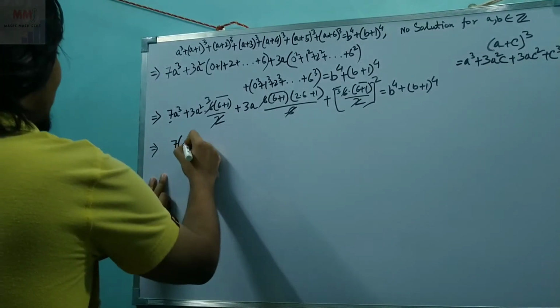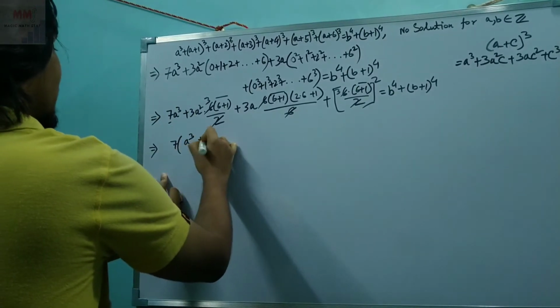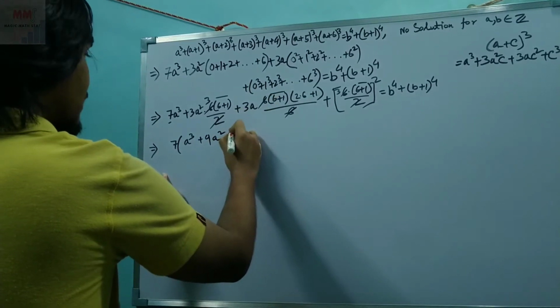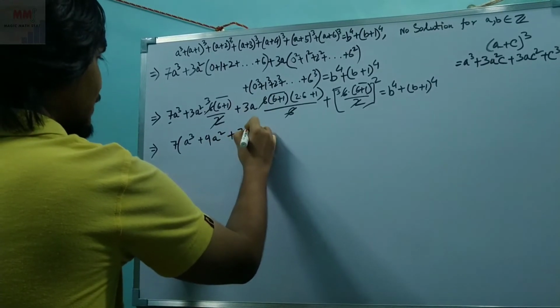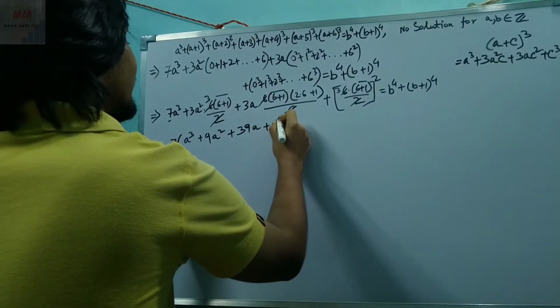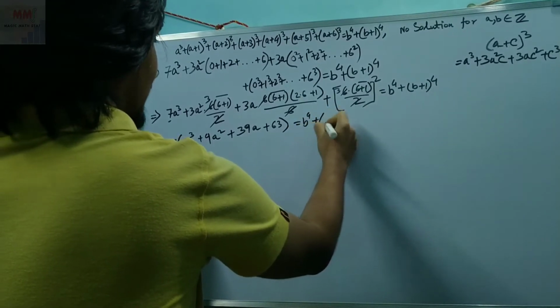Then we have a cubed plus, here we get 9a squared. Here we get 39a, and 63. Write the right hand side as it is.